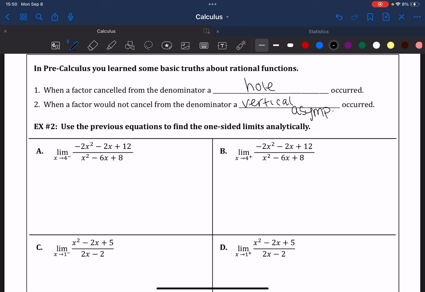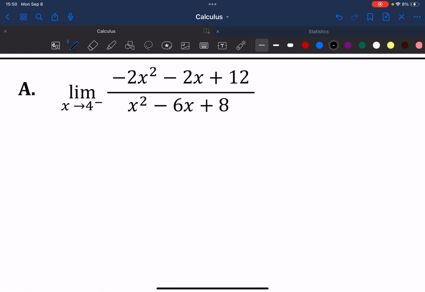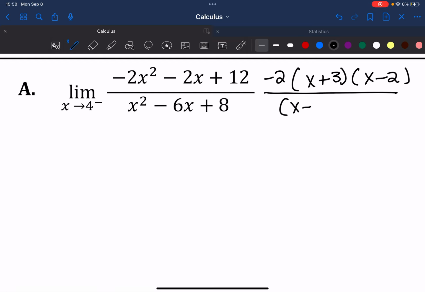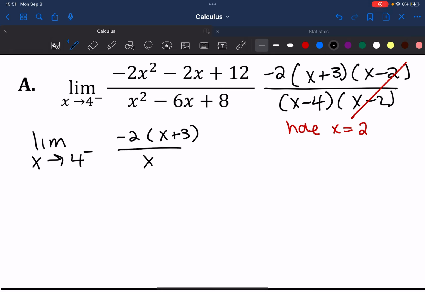So notice this is the limit as x approaches 4 from the left, and next to it is 4 from the right. First we're going to factor the numerator. We're going to take out a -2 GCF, and we're left with x plus 3 times x minus 2. And then factoring the denominator, we have x minus 4 times x minus 2. Notice that our x minus 2 can cancel, which tells us that there is a hole at x equals 2. What we have left over is the limit as x approaches 4 from the left of negative 2 times x plus 3 over x minus 4.